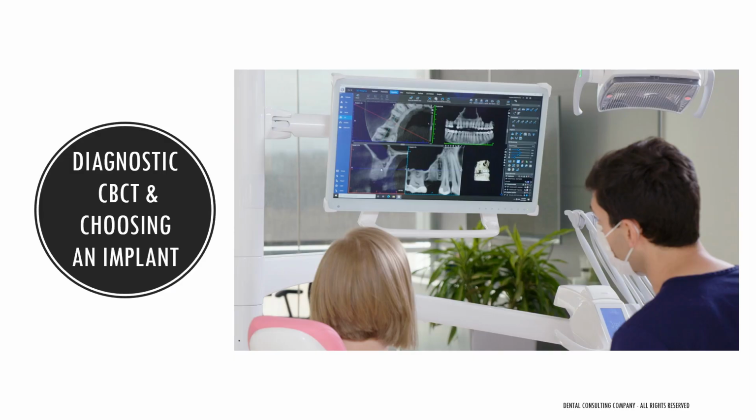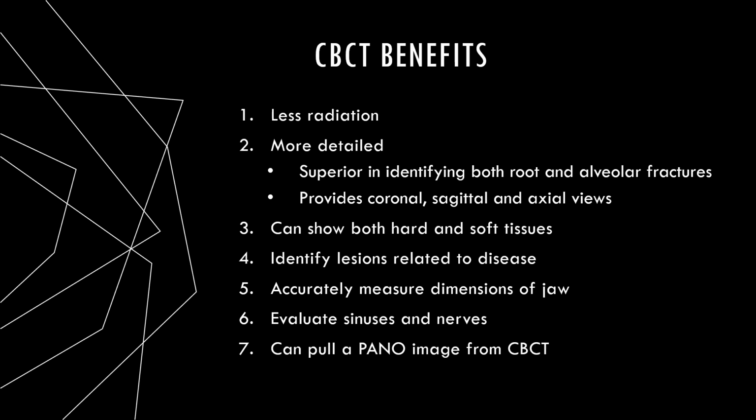Next, we are going to cover the diagnostic image needed for identifying if a patient is a candidate or not for an implant. The image needed to evaluate whether or not your patient is a candidate for an implant is called a CBCT. The benefits of a CBCT are less radiation, it's more detailed in identifying both root and alveolar fractures, and also provides coronal, sagittal, and axial views. It can show both hard and soft tissues, identify lesions related to disease, and accurately measure dimensions of the jaw. It also is helpful to evaluate sinuses and nerves and can pull a pano image from the CBCT.